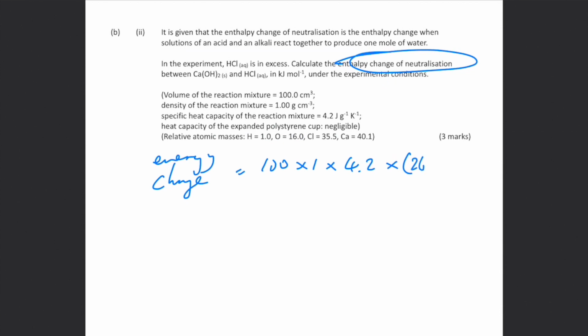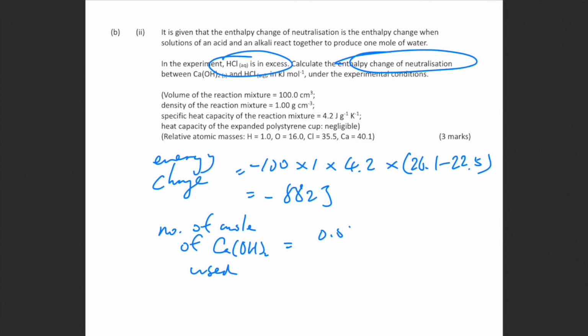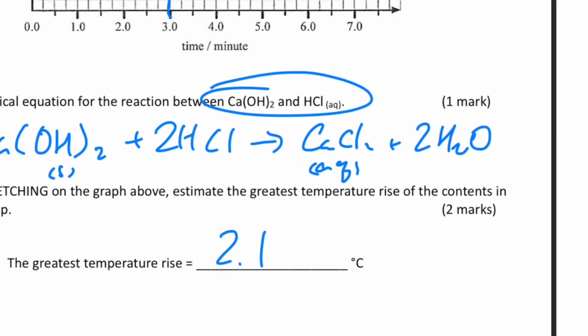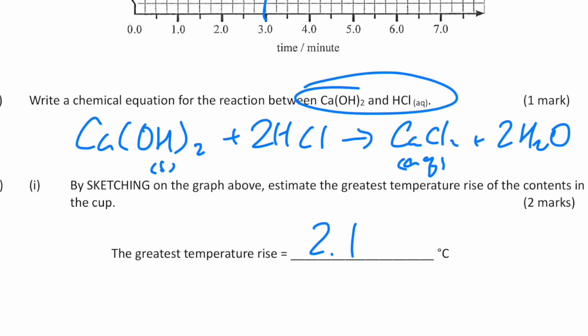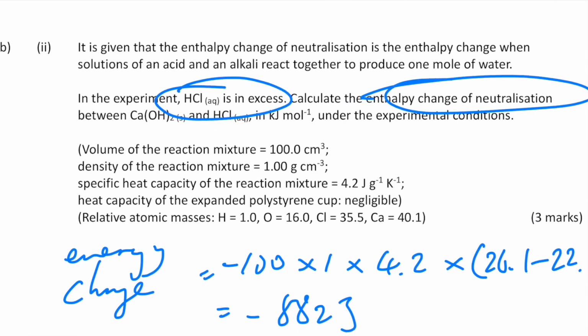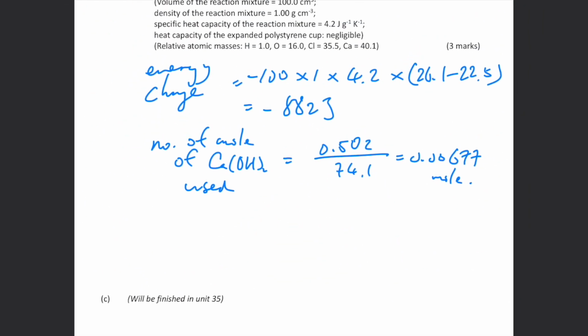So, calculate the enthalpy change of neutralization again. And here is mc delta T, minus 800 something joule. But this time we need to emphasize, okay, HCl is in excess, so we need to calculate the amount of calcium hydroxide used. Now, but don't be happy, because if you refer to our previous equation, actually 2 moles of water is formed during the reaction. So it does not fit the definition of delta Hn. So we solve it one by one.